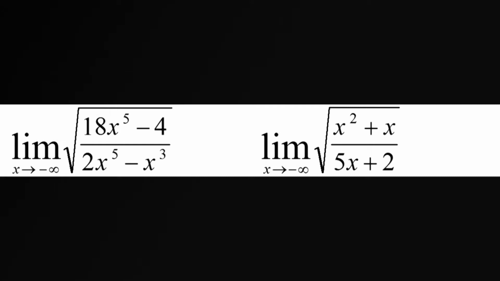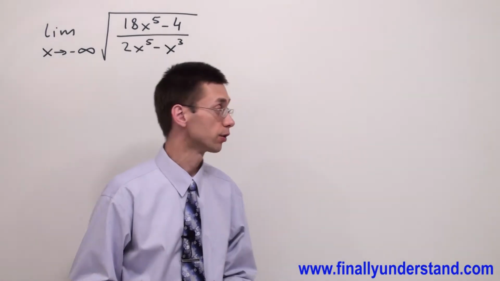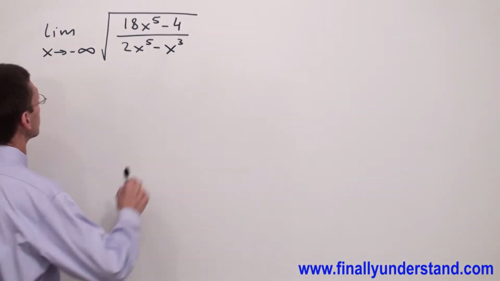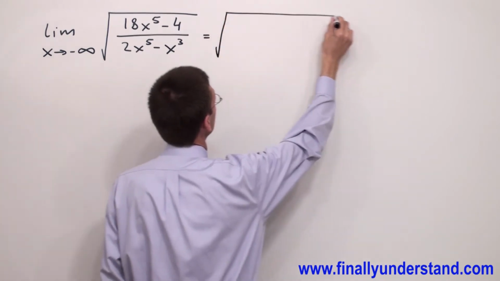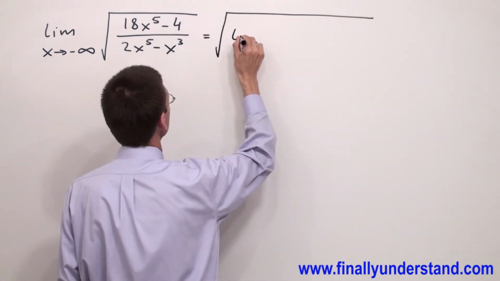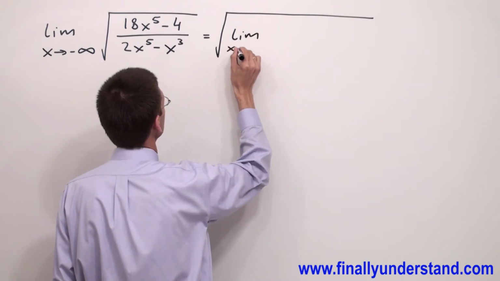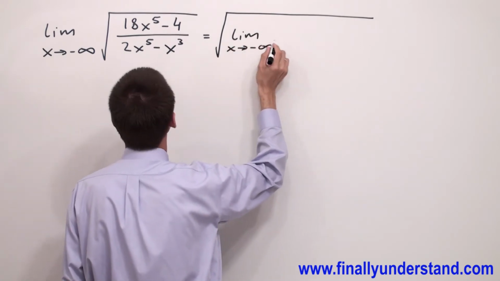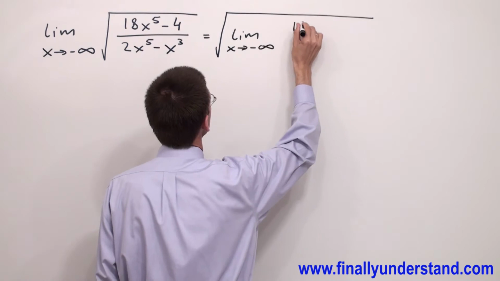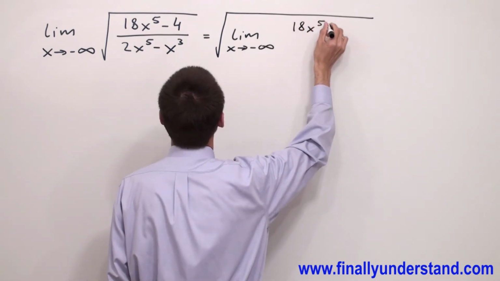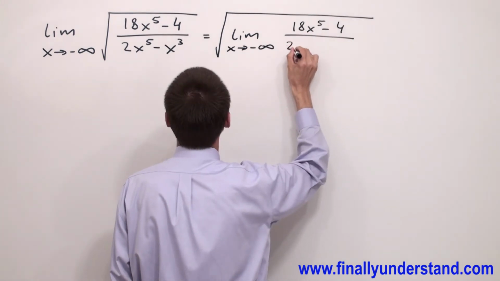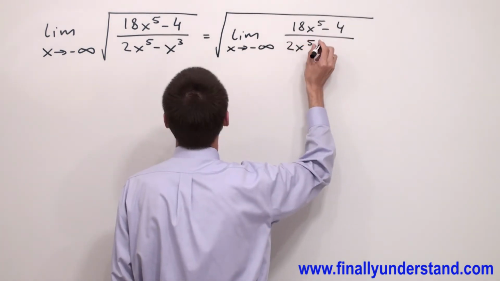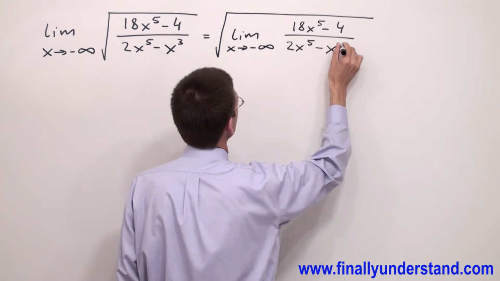Let's take a look at this example. We have the limit of the radical. You can rewrite this problem as simply the square root of the limit as x goes to negative infinity of (18x^5 - 4) over (2x^5 - x^3).